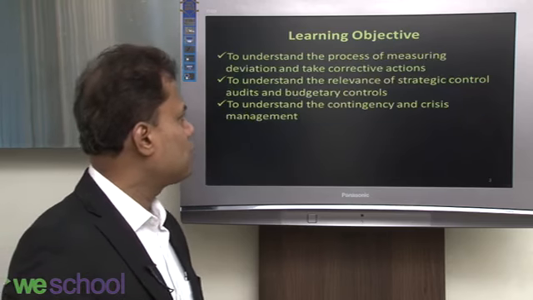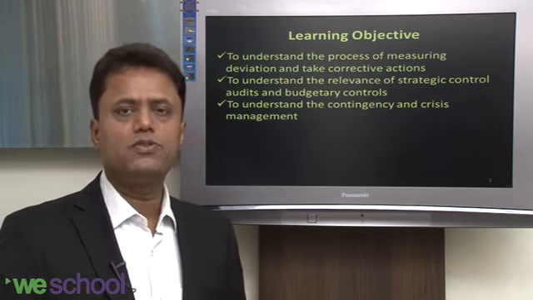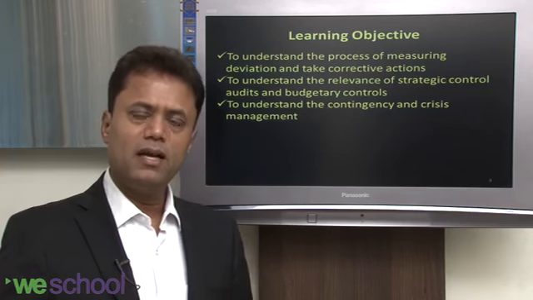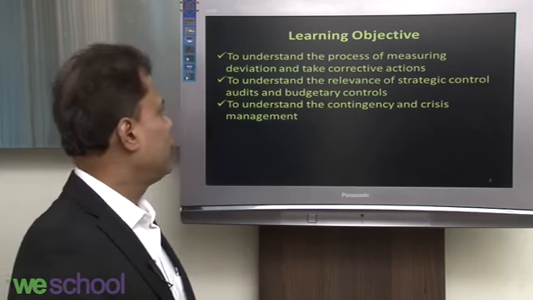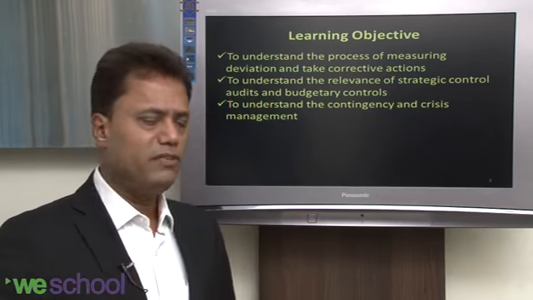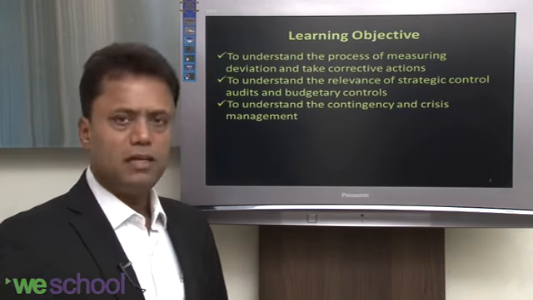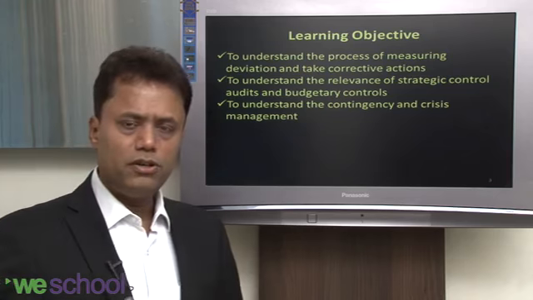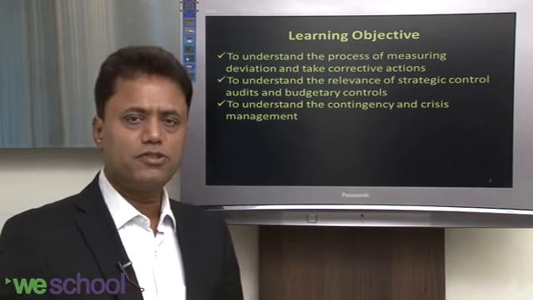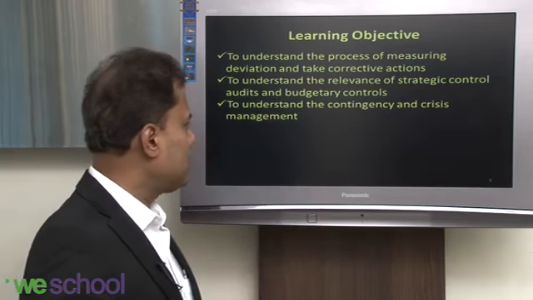Also, we will understand the process of measuring deviation and taking corrective action. What are the variances you see against the benchmark we have set for ourselves, what is the achievement, and how do you take corrective action to address that deviation? We will also understand the relevance of strategic control audits and budgetary controls. How do you do an audit? How do you do budgetary control of strategy execution? That is what we are going to see in this chapter.